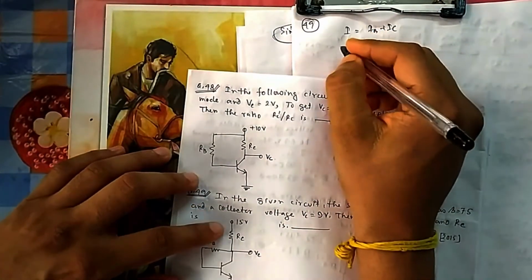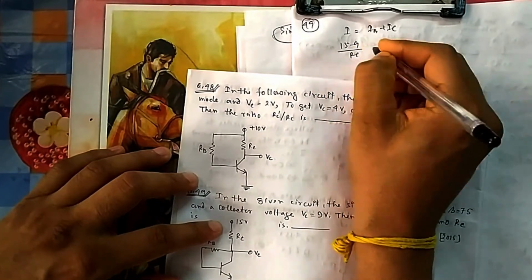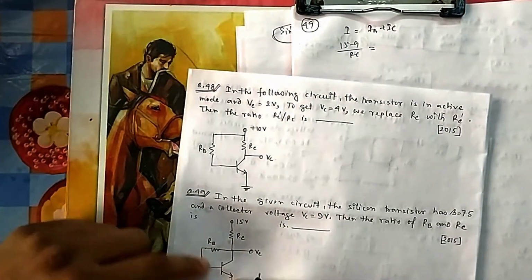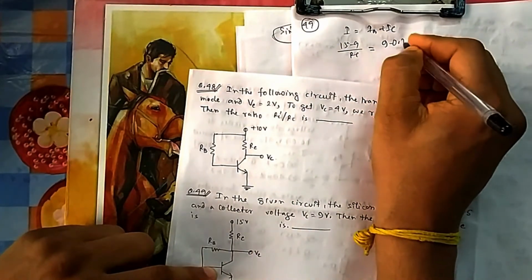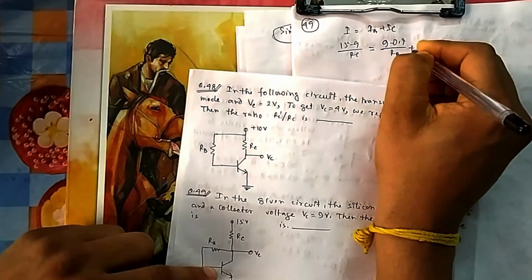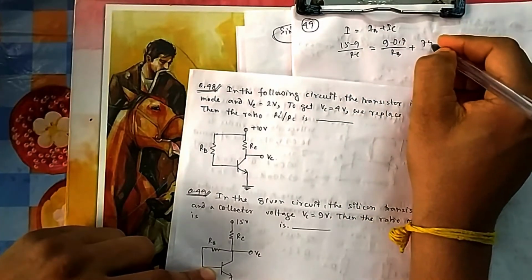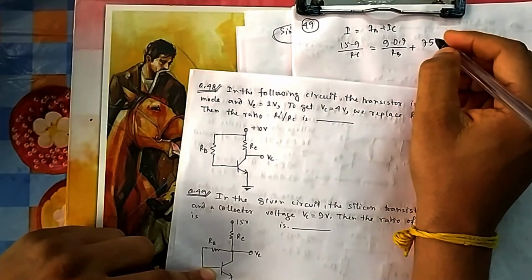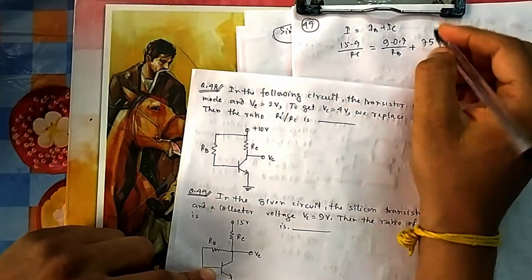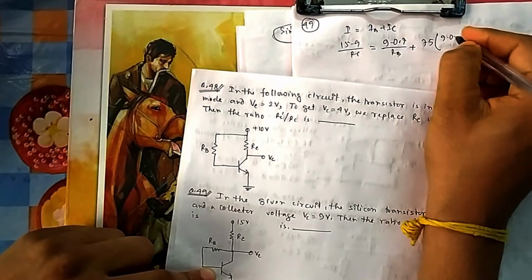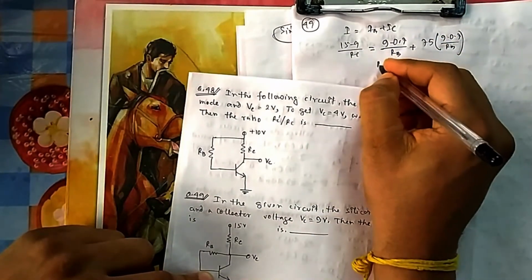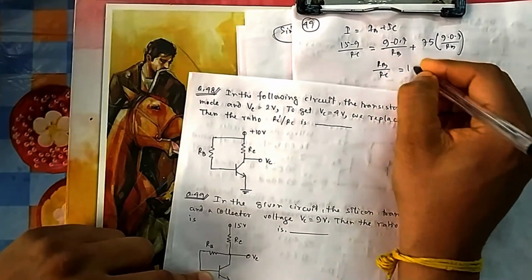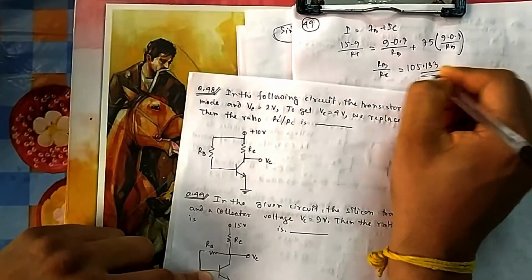So I will be equal to 15 minus 9 by RC. And for IB, this voltage is 9, so it will be 9 minus 0.7 by RB. Plus IC, that is 75 into IB, beta is 75 they have given. So 75 into again 9 minus 0.7 by RB. So actually it is 76 into this. So from here you will get RB by RC directly, 105.133. Simple one, just to apply this.